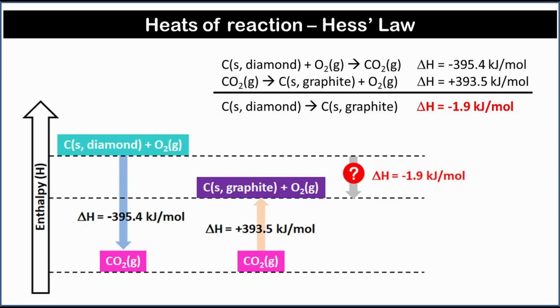This figure shows how Hess's law of summation works. In this example, Hess's law is used to determine the enthalpy change for the conversion of diamond to graphite.